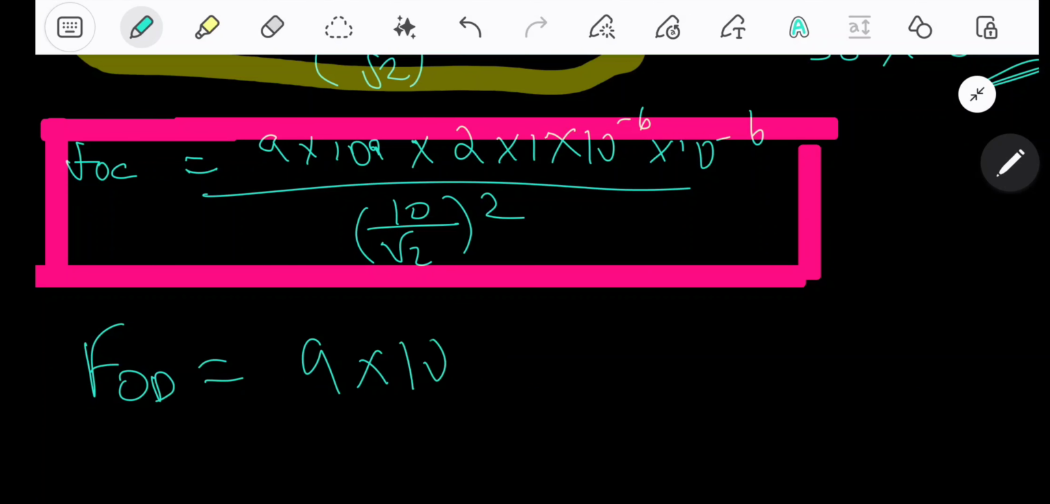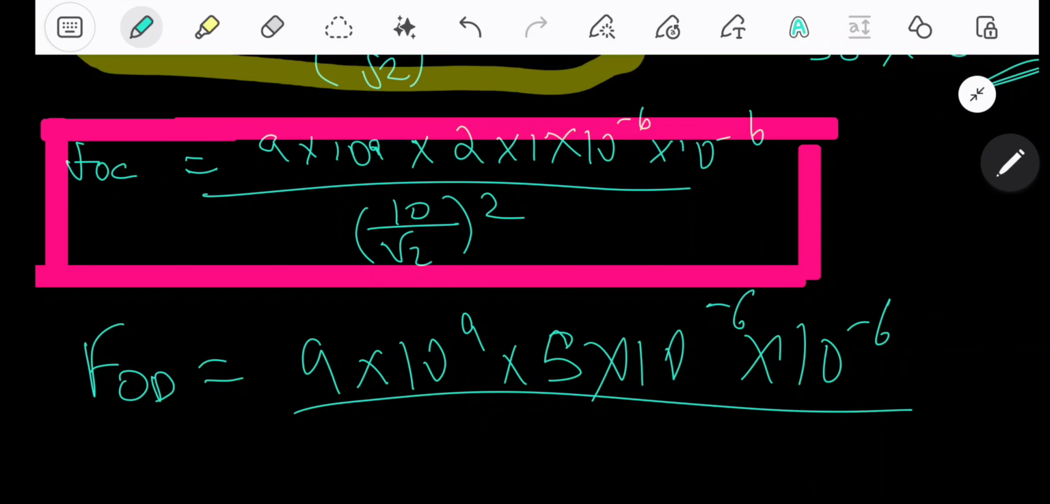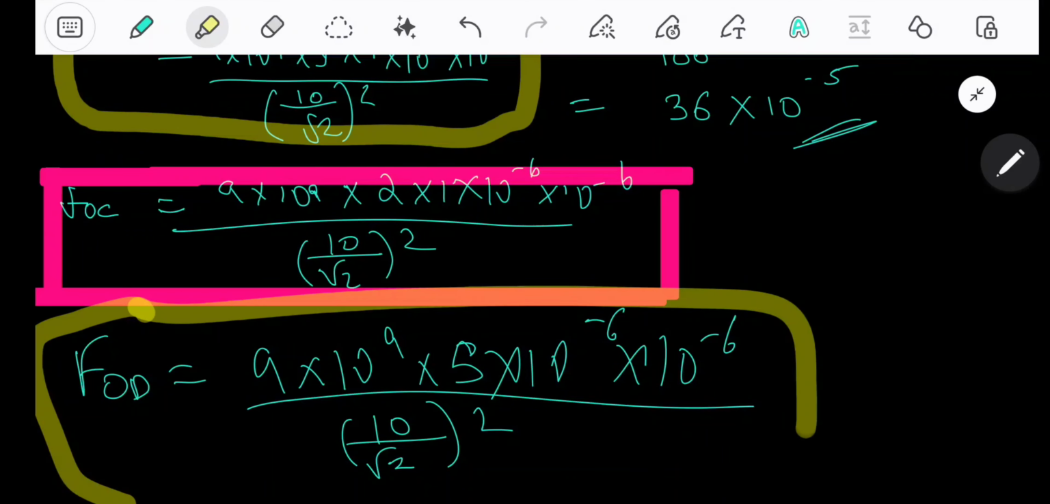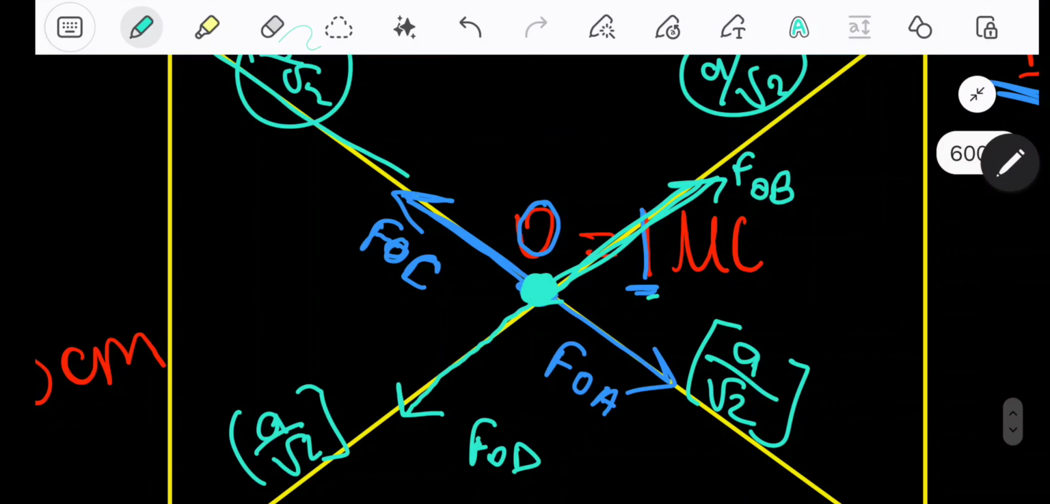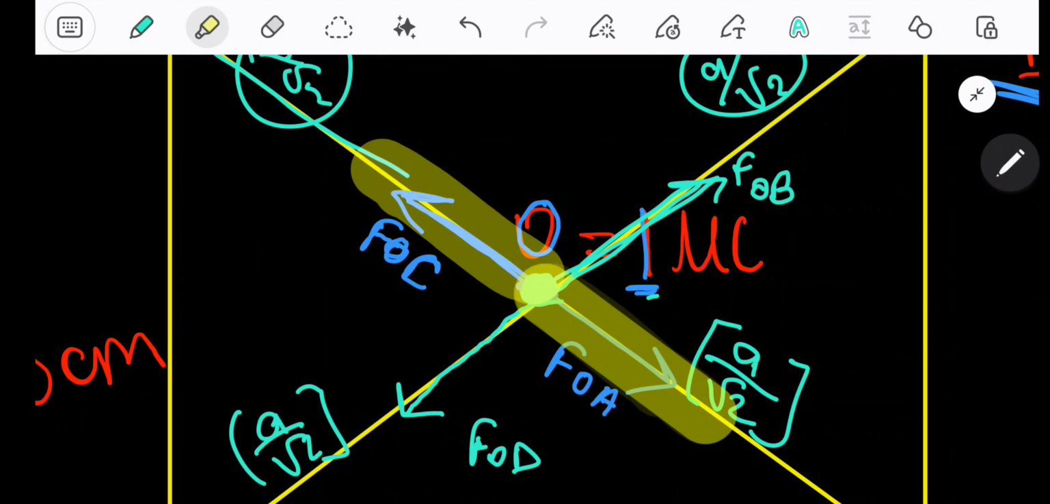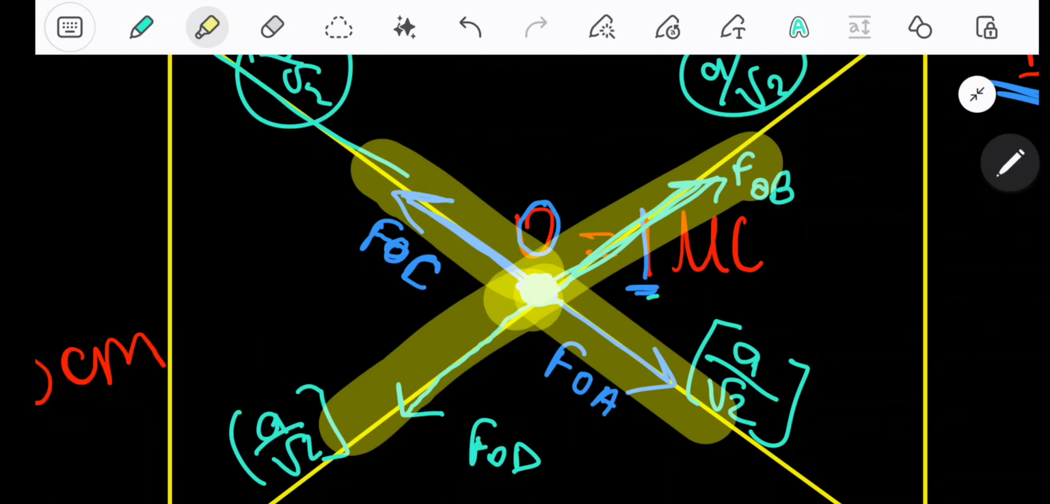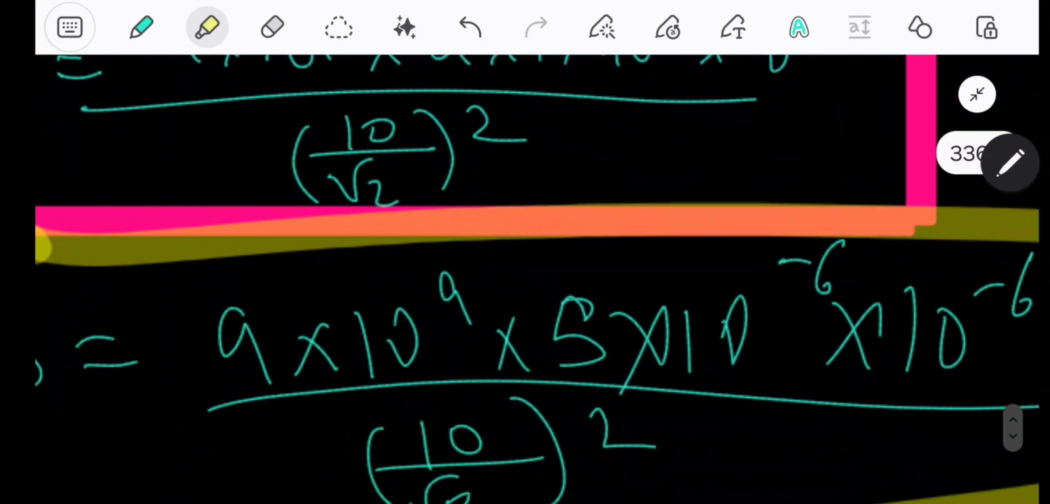FOD, if you find, it will be 10 into 10 raised to minus 9 into 5 into 10 raised to minus 6 into 10 raised to minus 6 and 10 by root 2, the whole square. Okay, so you can see that FOD is same as FOB. What can you notice over here? You can see that this line and this line is equal and opposite. This line and this line is equal and opposite. That means they will cancel each other.